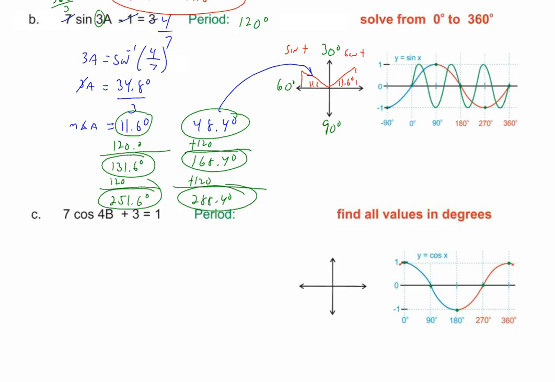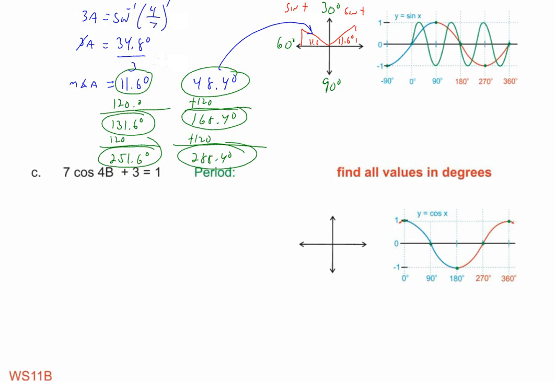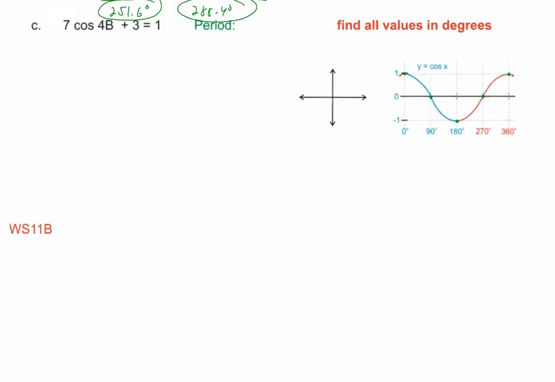Let me get to this cosine because I want to deal with the cosine and how to do the radial view. So I got to go real fast here. Move the 3, you get a -2. Move the 7, you get -2/7. Agreed? So cosine 4b is -2/7.